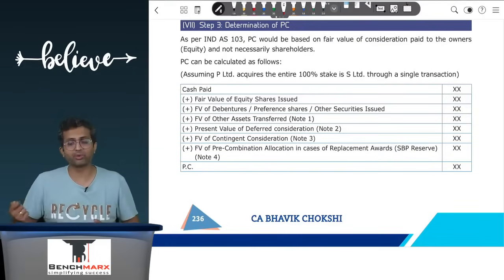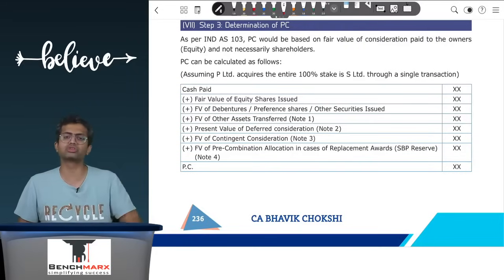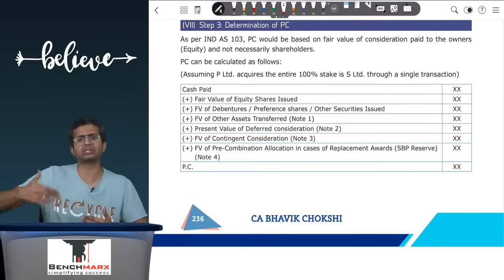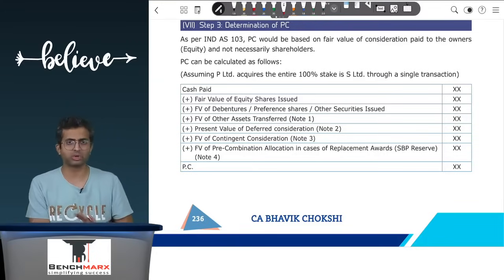So if instead of paying 40, an X amount was to be paid today, that would be the present value. So deferred consideration is to be recorded initially at present value, and then it is to be accounted for using the amortized cost method under Ind AS 109 by recording the corresponding finance cost.